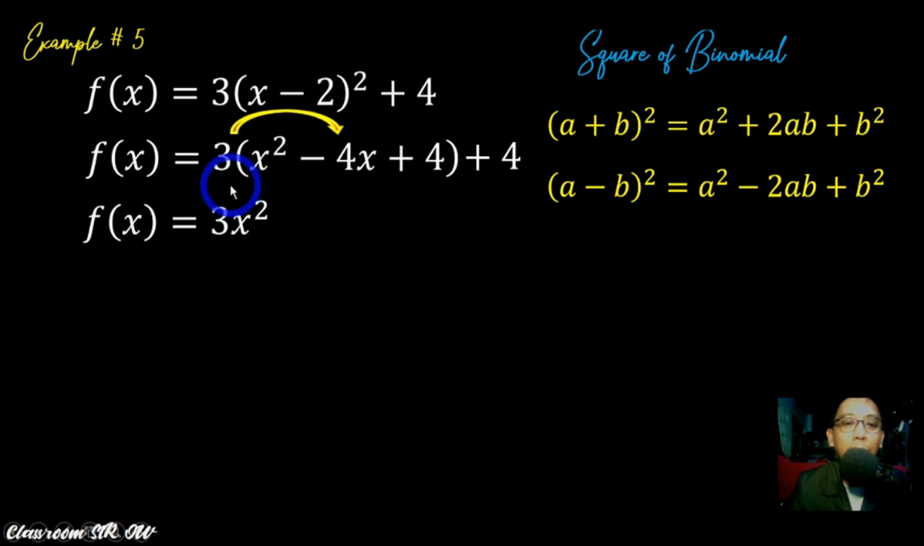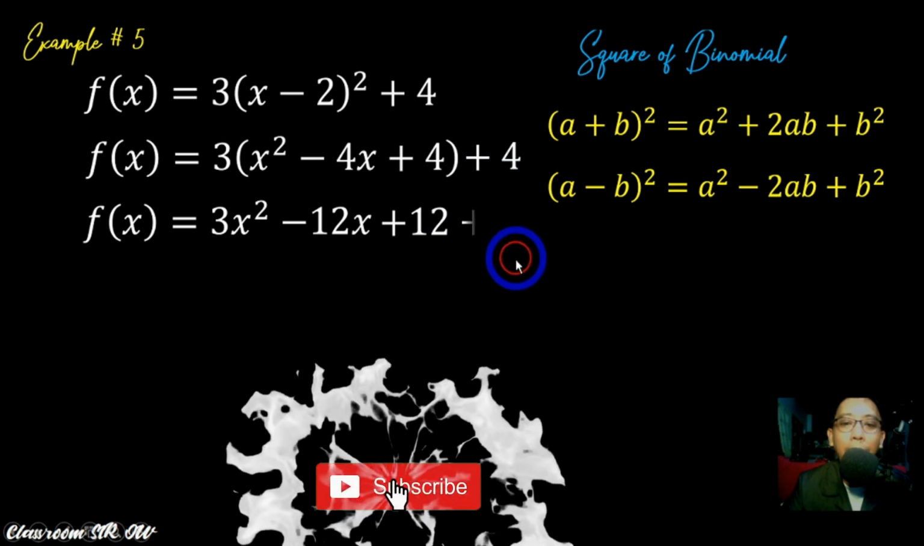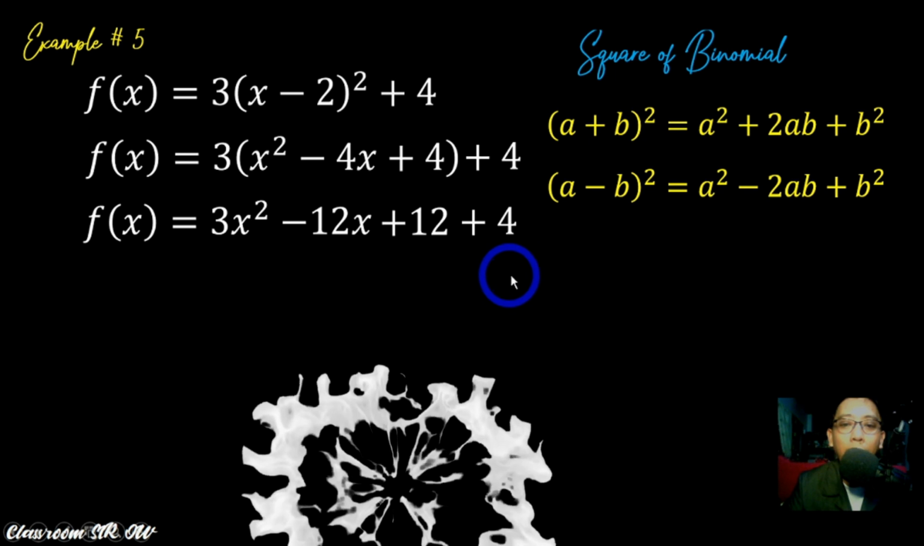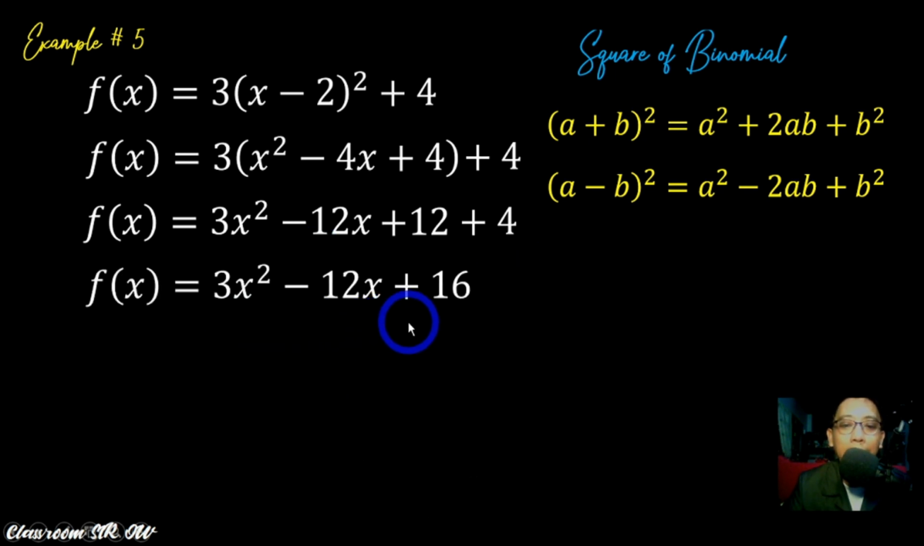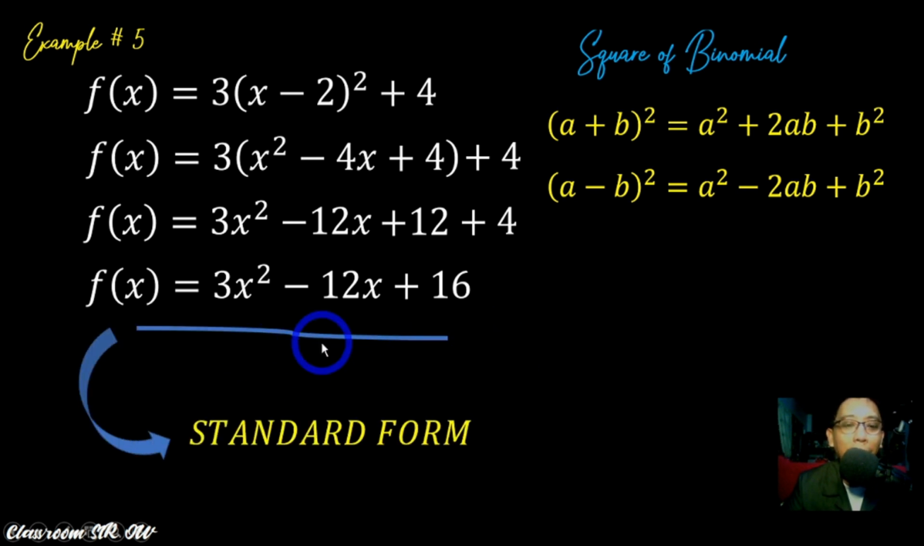Next is we will multiply 3 and negative 4x. That is negative 12x. Next is we will multiply 3 and positive 4. That would give us 12 plus 4. So combining similar terms, which are 12 and 4, we have 3x squared minus 12x plus 16. So this is now the standard form of the given vertex form of the quadratic function.